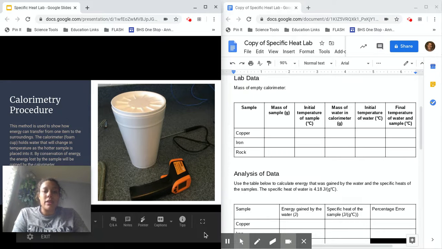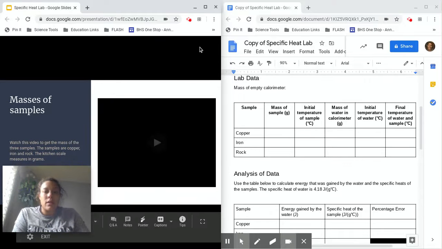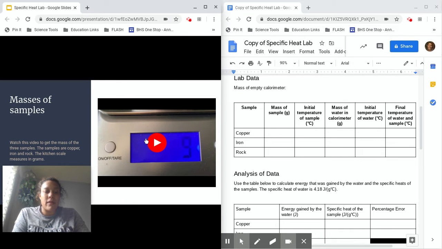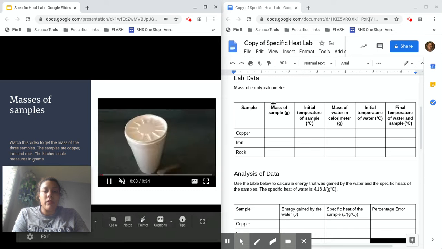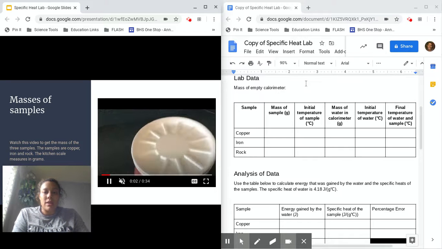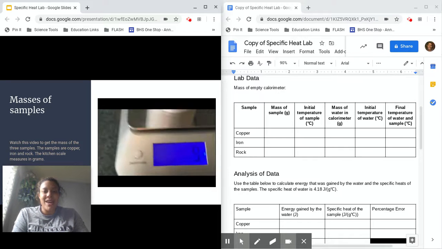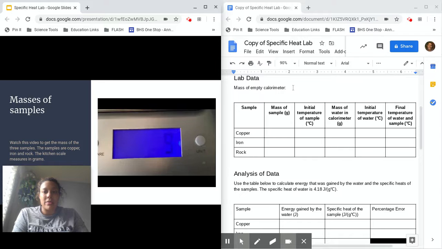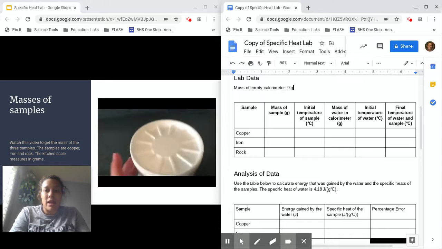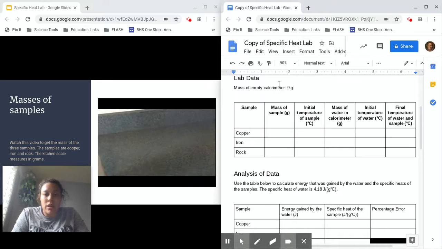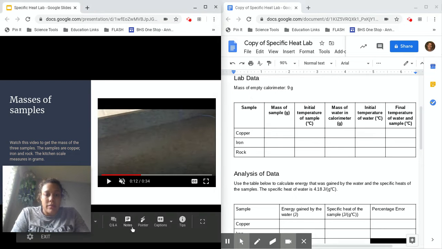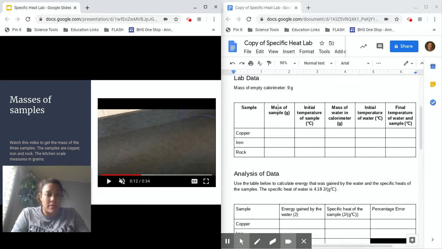The first part is figuring out the masses of our samples. So over here, hopefully you can see both of my screens, but this tells us that the mass of our empty container, our foam container, is 9 grams. So as you can see over here in my Google Doc that I wrote in 9 grams. So hopefully you have that visual to better understand this.